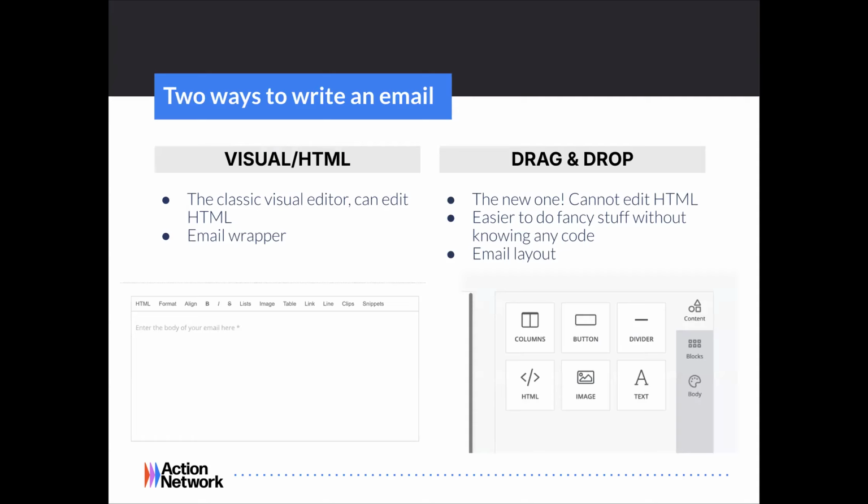Now on Action Network, there are two ways to write an email. The first is the visual/HTML editor, and this is the one we're going to be focusing on for today. This one uses an email wrapper, again, which is just the header. It's your logo at the top of the email. And with the visual editor, you can completely code the HTML yourself.